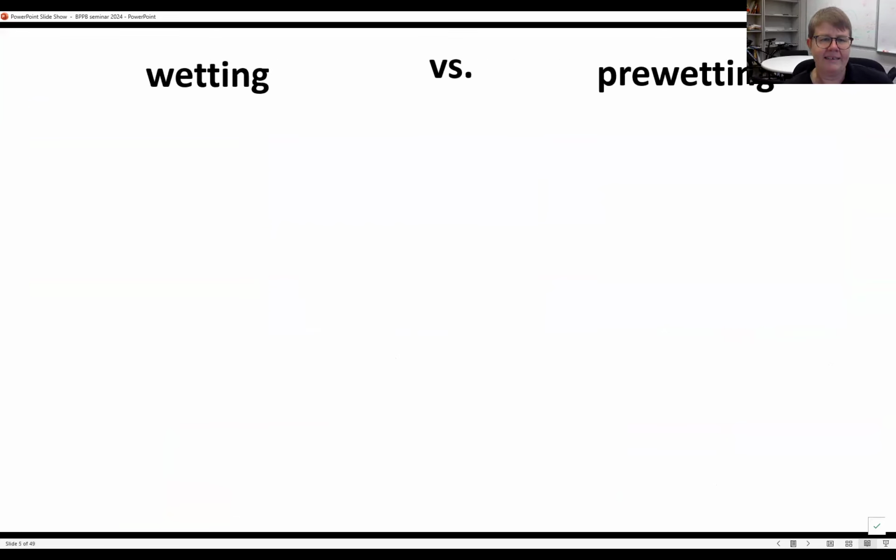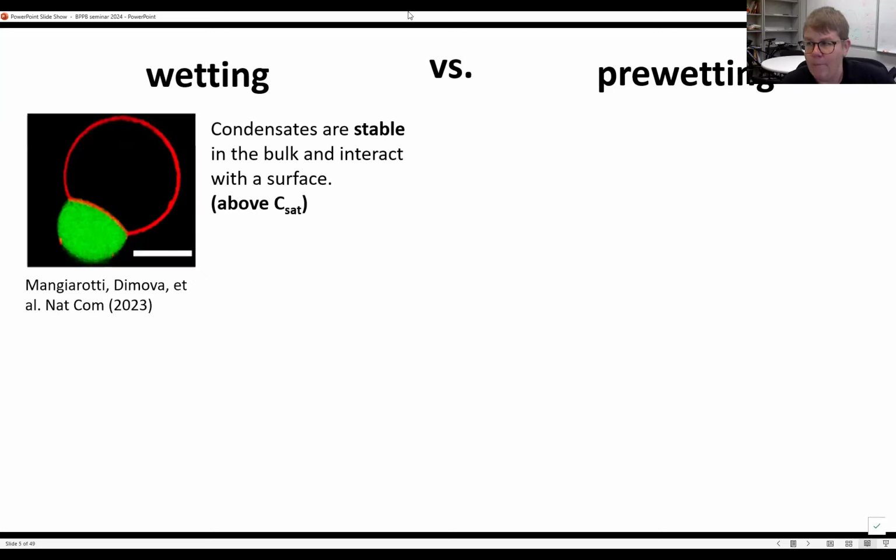Okay, so I said I'd explain the difference between wetting and pre-wetting, and so here it is. Wetting happens when you have a bulk condensate, a polymer drop in solution, and it interacts with a surface. In this case, it's interacting with a membrane. It happens above the CSAT of the drop, so it's stable in solution. And it's a 3D object, and it extends into the bulk.